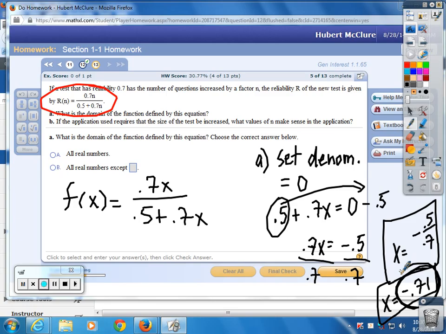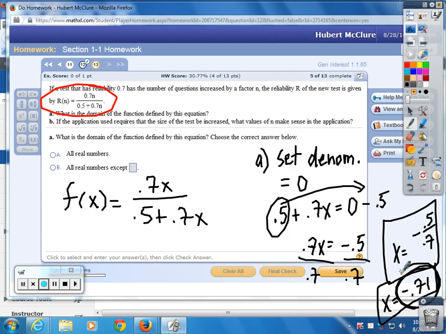I'm here. Why are you confused? Tell me where you're confused. You can't plug in negative 0.71, because that will give you what in the denominator? It will give you 0.